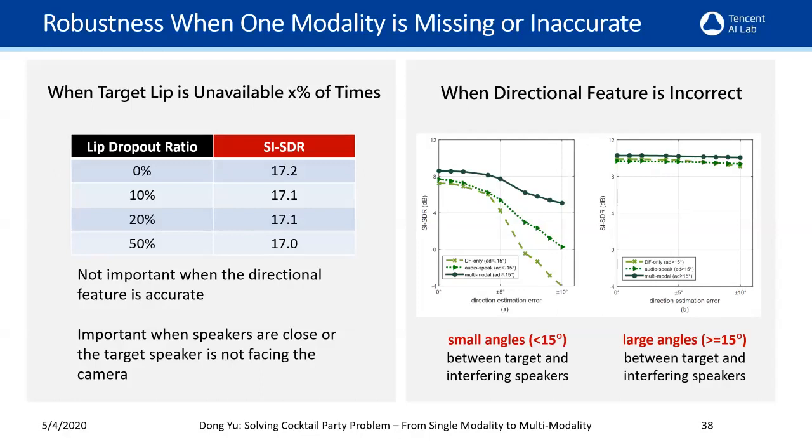The right figure indicates that errors in directional feature, which in many cases is less than 5 to 10 degrees, only severely affect the performance when the angle between the target and the interfering speaker is less than 15 degrees.